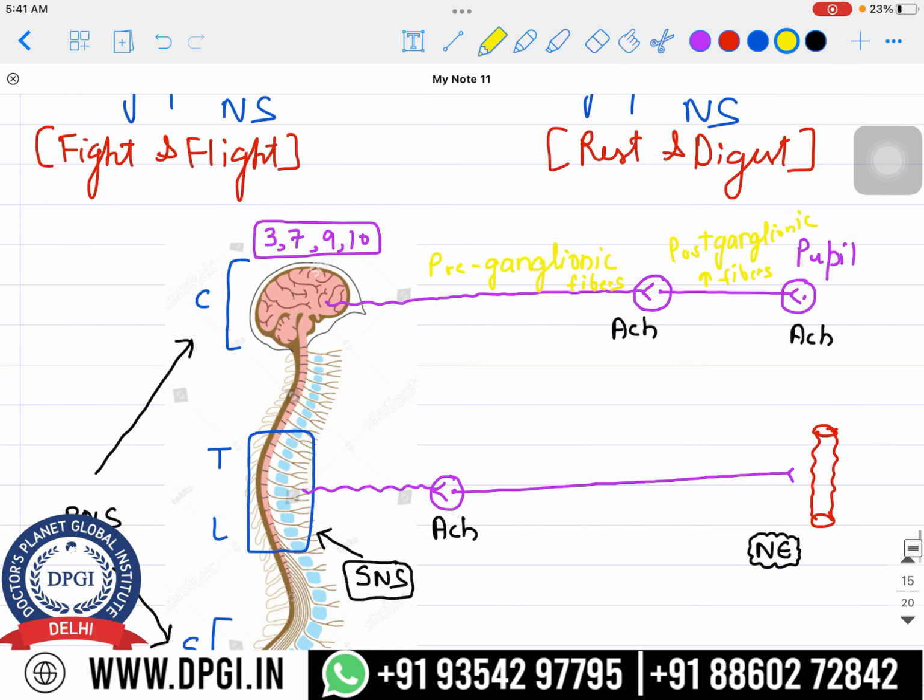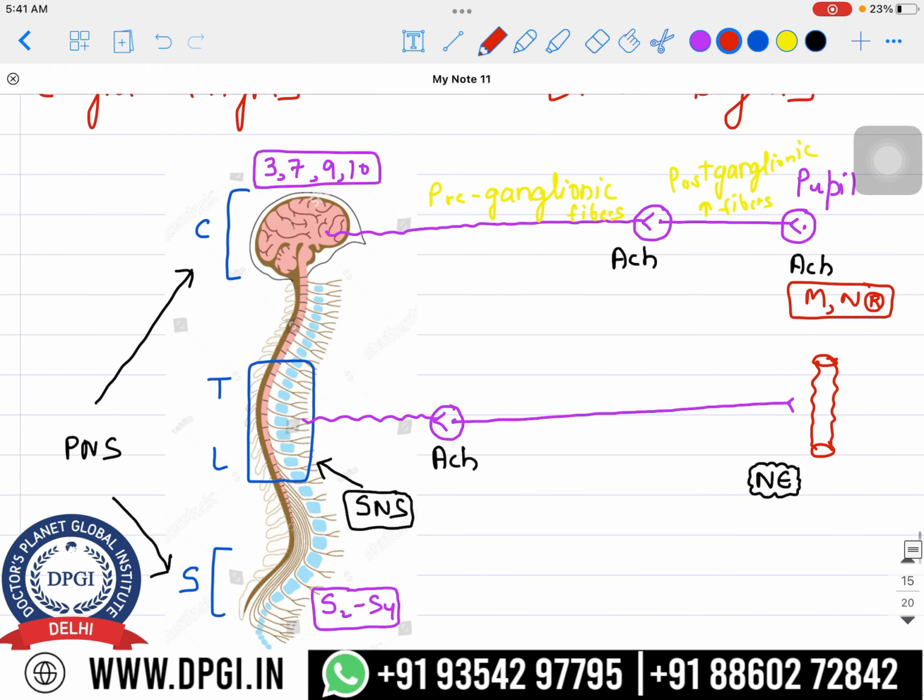As far as receptors are concerned, in the parasympathetic nervous system we will be concerned with the muscarinic receptor and the nicotinic receptor. And the receptors of the sympathetic nervous system are alpha and beta. We'll be talking about them in the upcoming sessions when we talk about the adrenergic system.